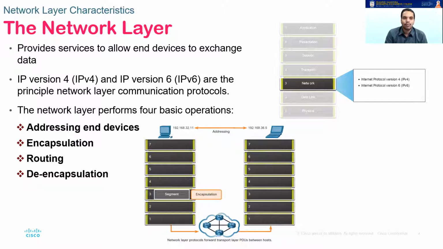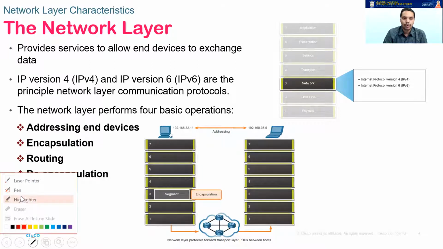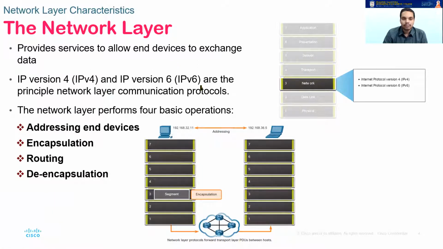How does a packet move from one particular host to another particular host, whether it belongs to the same network or a remote network? All those things are covered under routing issues. So if you see here, IPv4 and IPv6 are the principal network layer protocols that are used in your network layer.